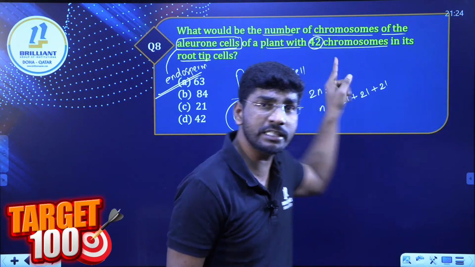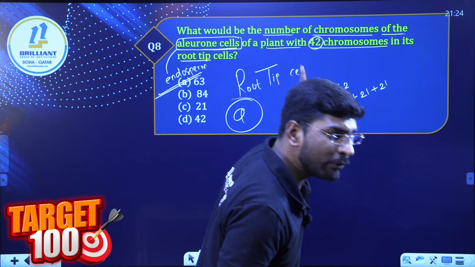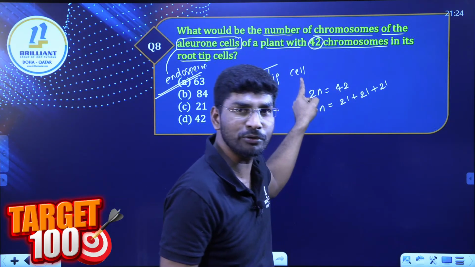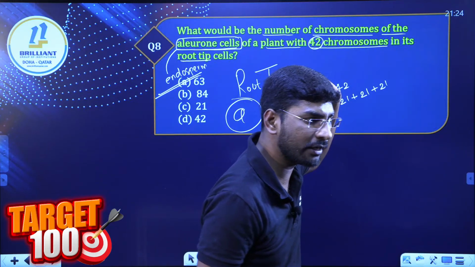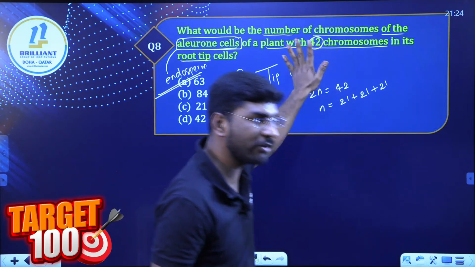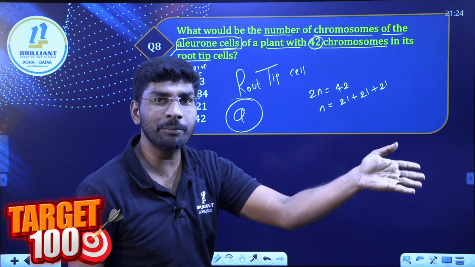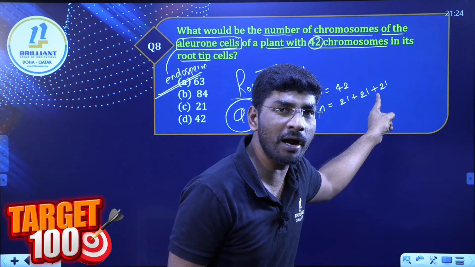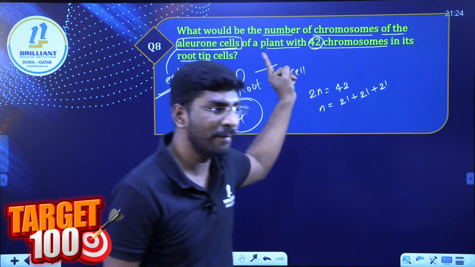Can any one of you tell me, in the same plant, the zygote, what is the number of chromosomes? Same plant zygote. Good, very good. Absolutely 42, because the zygote is diploid. Can you please tell me, in the same plant, the number of chromosomes in a synergid?